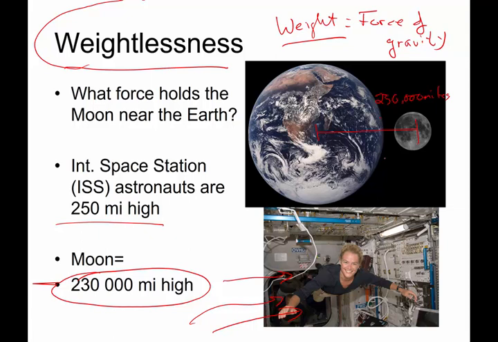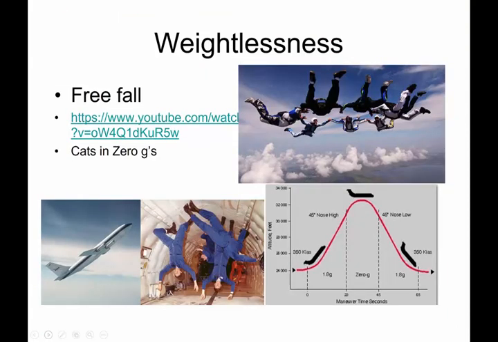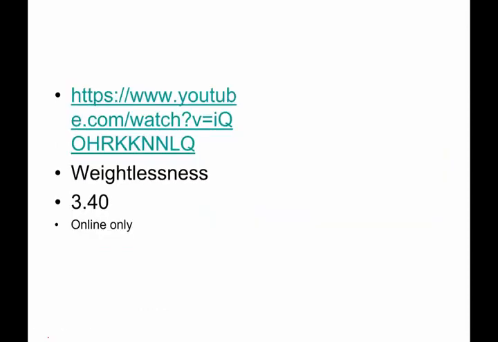The force of gravity is big enough for the Earth to hold the moon at 250,000 miles away. But yet astronauts that are only 250 miles away, the force of gravity on them is so small that they can float. It doesn't make any sense. So what the heck is this concept of weightlessness? Because if the Earth has enough gravity to hold something that far away, it certainly has enough gravity to hold the International Space Station 250 miles above the Earth. So what exactly is weightlessness?